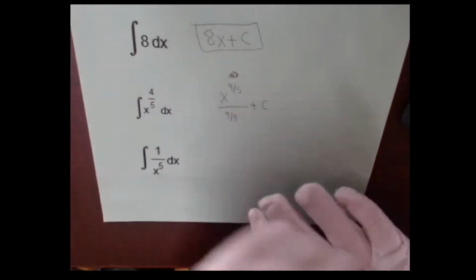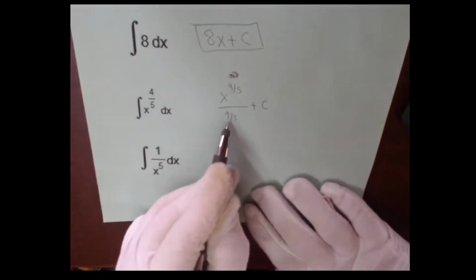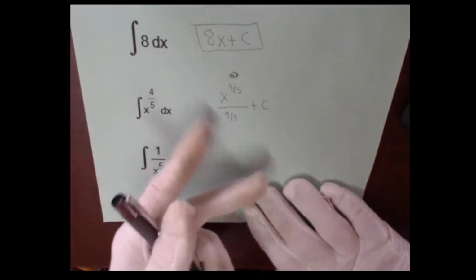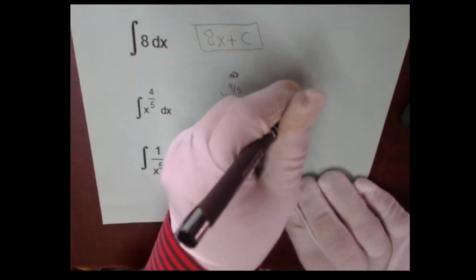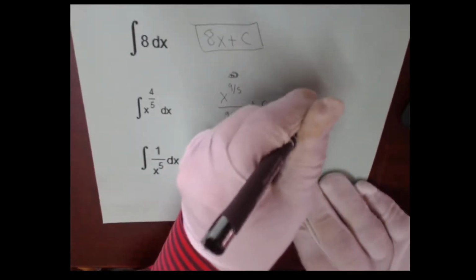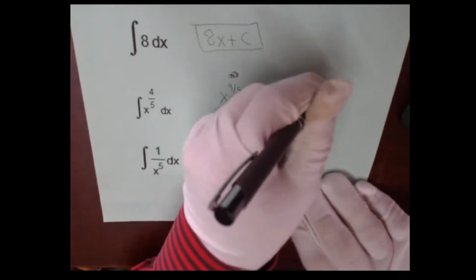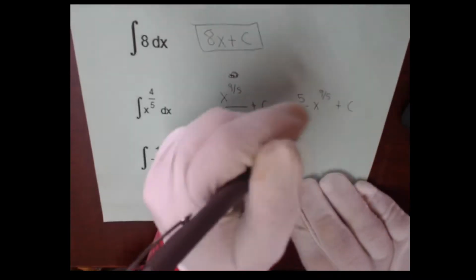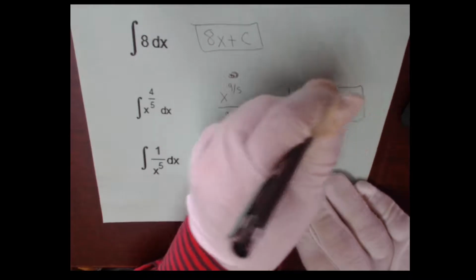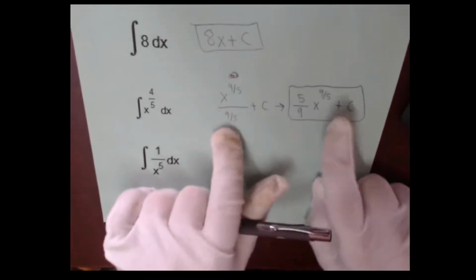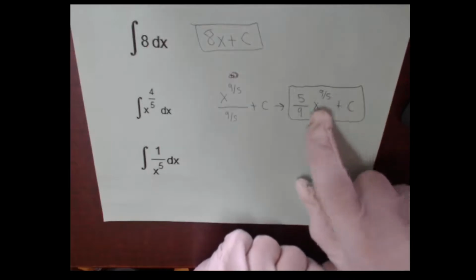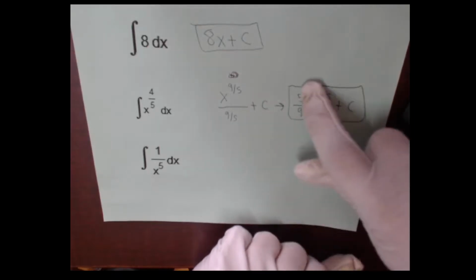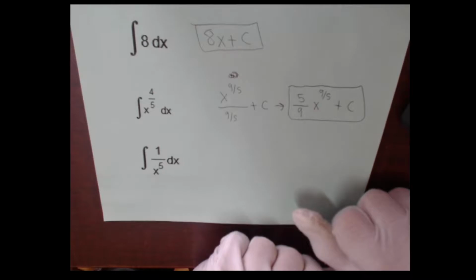So this does work. It's kind of weird to be dividing by a fraction, so let's copy that and flip this. This answer would also be equally valid: 5/9 x to the 9/5 plus c. On a test, I would accept either one of these answers, but this one's probably a little bit better. Notice again, as the 9/5 comes down, it does cancel the 9 and the 5.